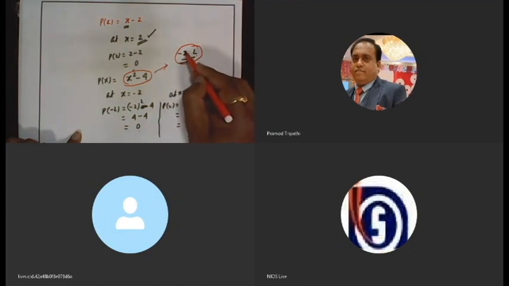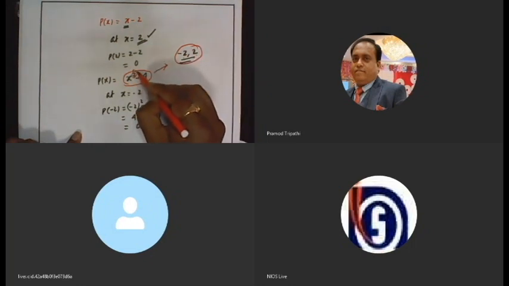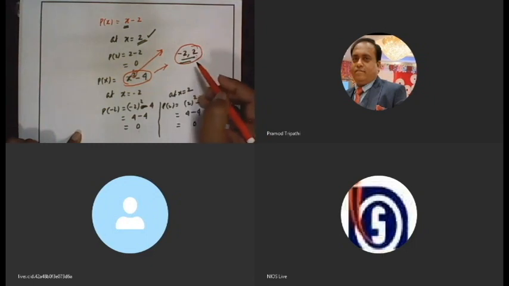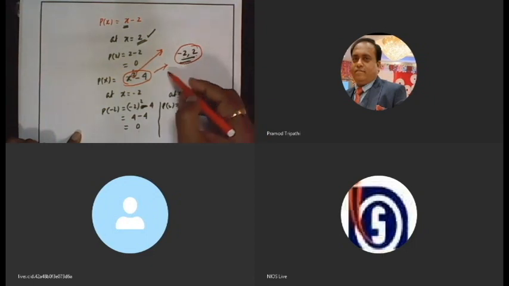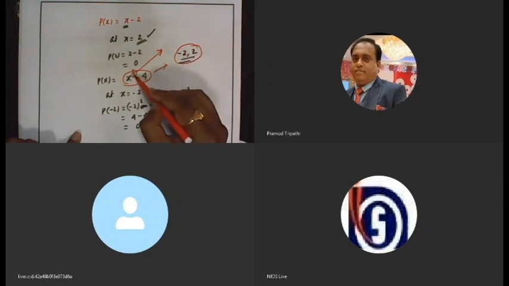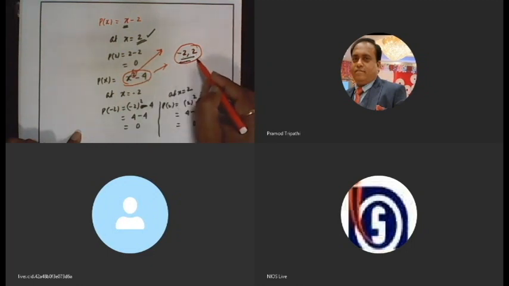Actually, the number of zeros of a polynomial depends on the degree of the polynomial. It gives the maximum number of zeros. If the degree is 2, the maximum number of zeros will be 2.